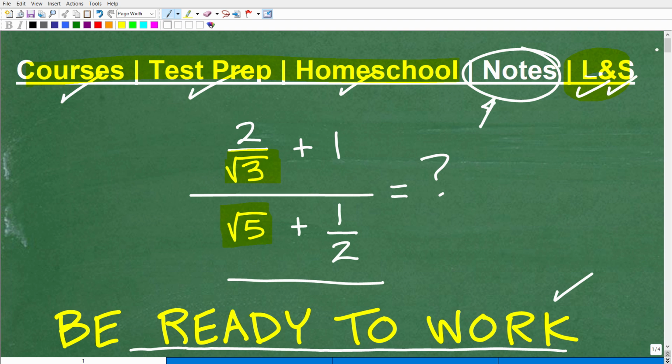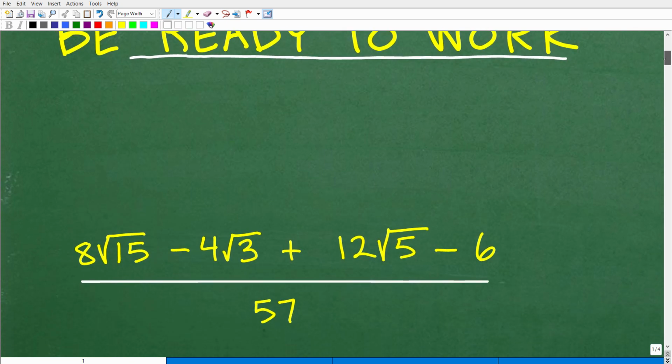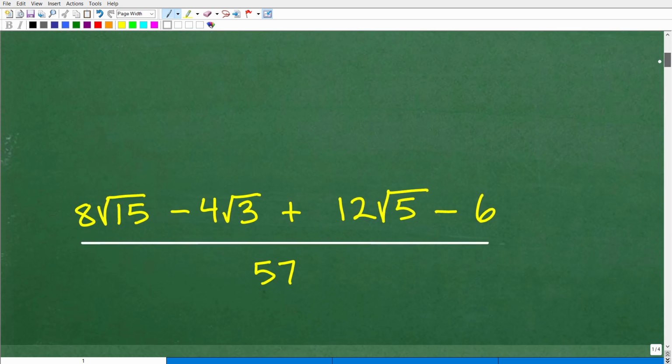Okay, so let's go ahead and get into this. We want to simplify this expression. And again, this is going to be a decent amount of work. I wouldn't say an insane amount, but a good amount for sure.